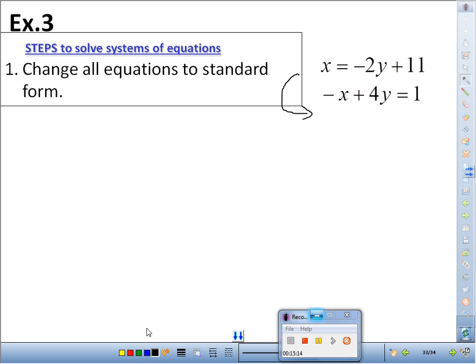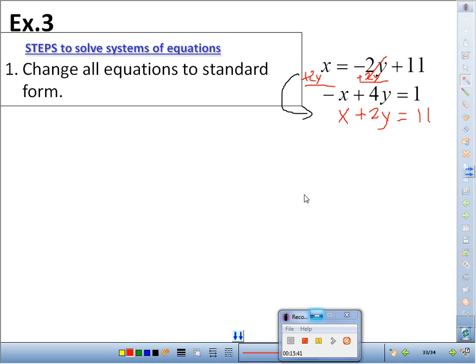Are we there? So to change it into standard form, what do I need to do? Get rid of the y, is that correct? I add 2y, add 2y. These cancel. So what do I have on this side of the equation? X, remember x comes first. X, what else? Plus 2y equals 11.